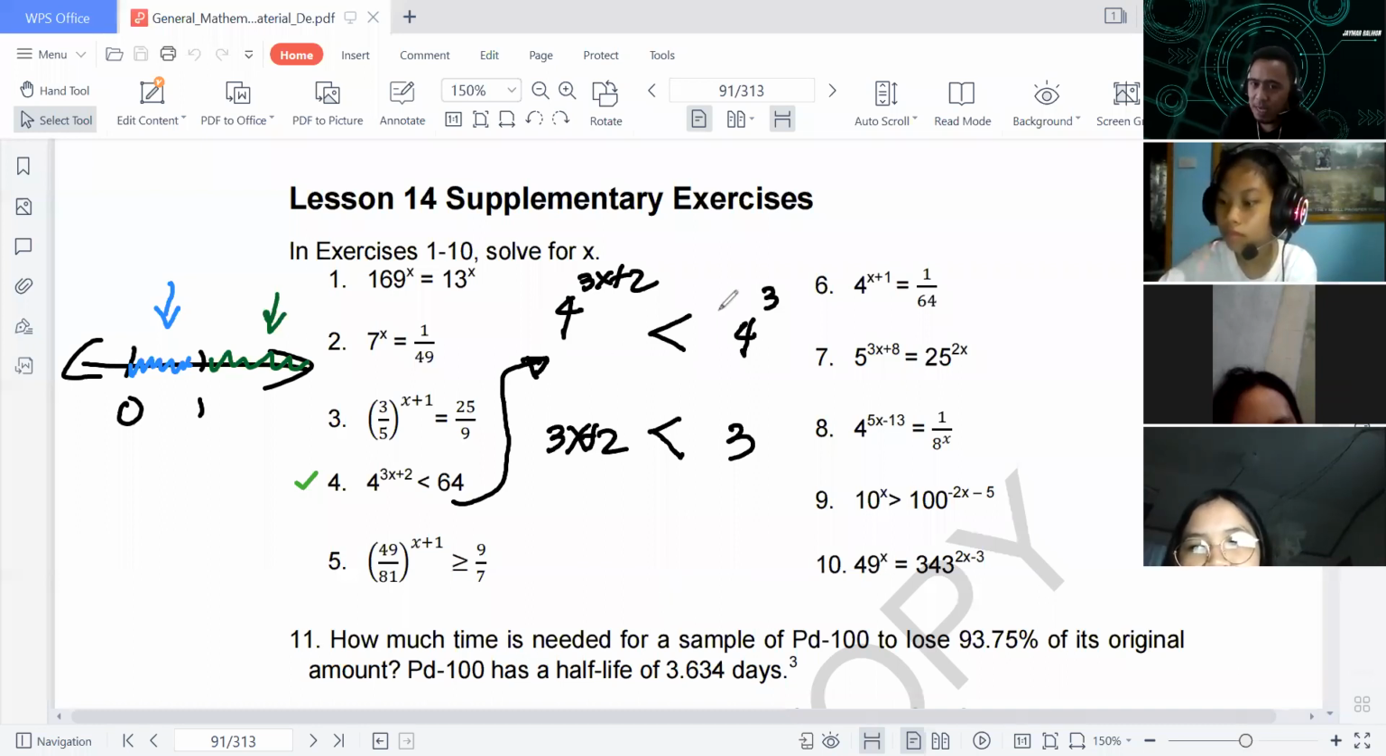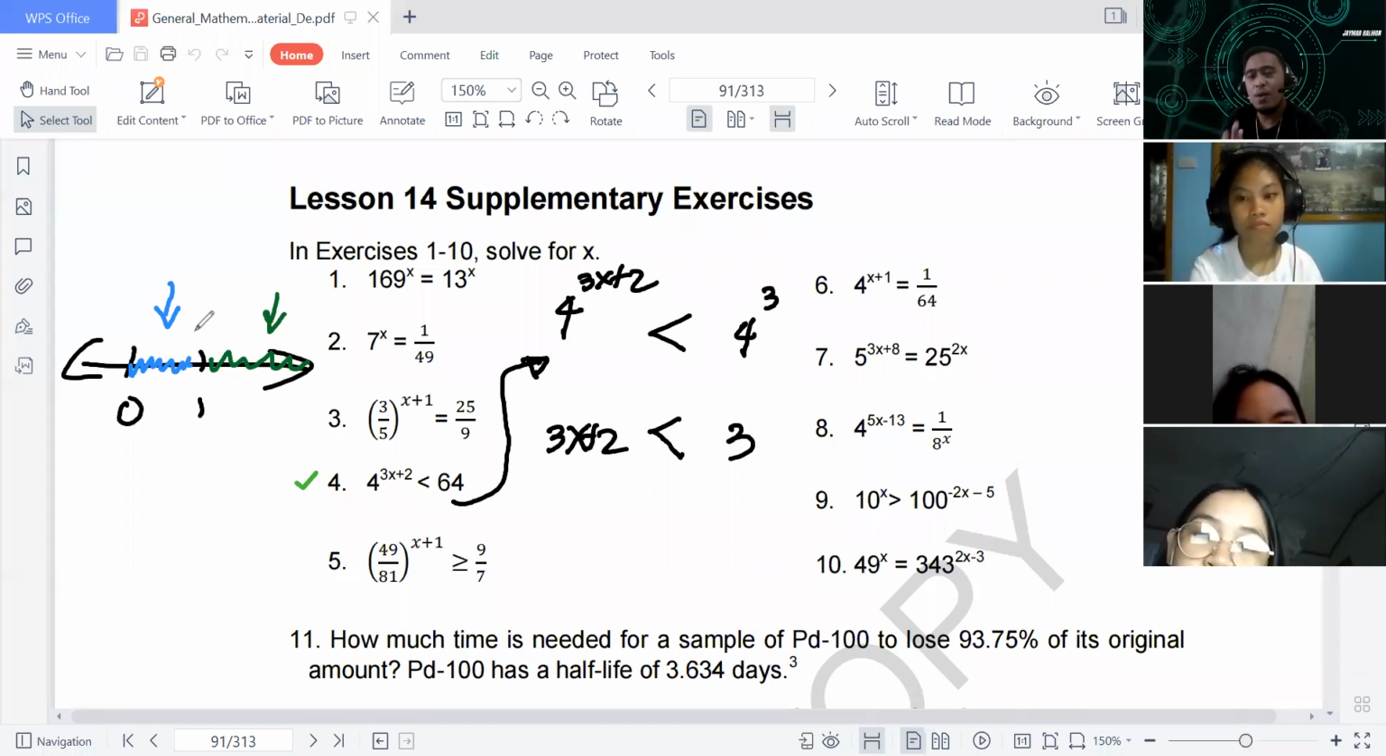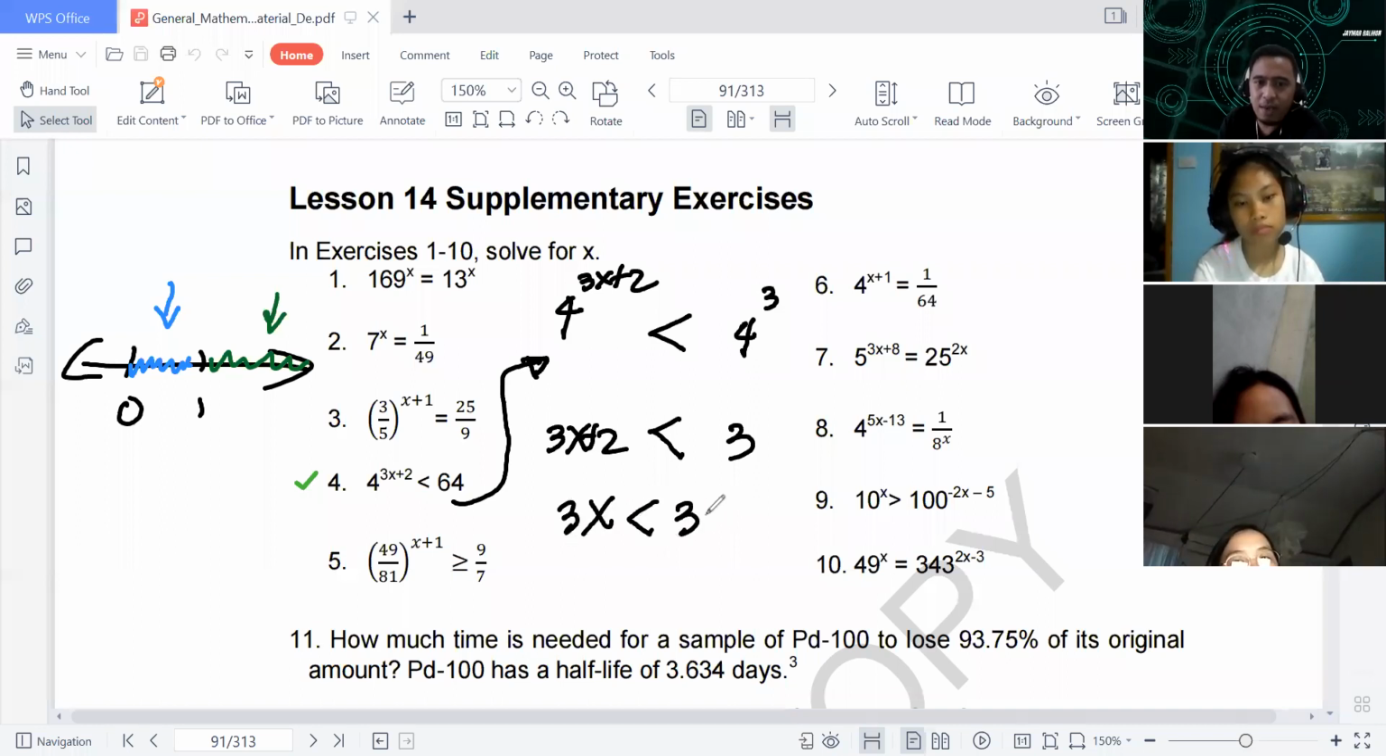But if the base is in between 0 and 1, for example fractions like 1/4 or 1/5, in that case we will use the opposite inequality. Clear? Okay, now let's continue solving this one. You can transfer that to the other side. It will be 3x less than 3 minus 2.